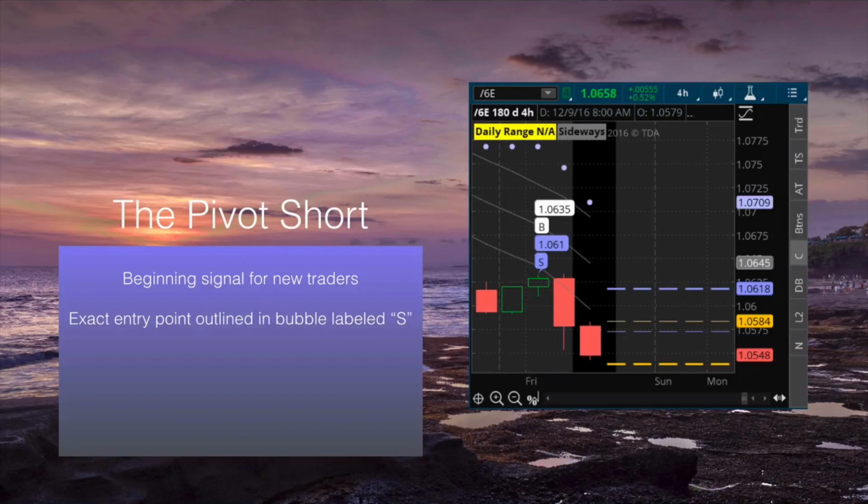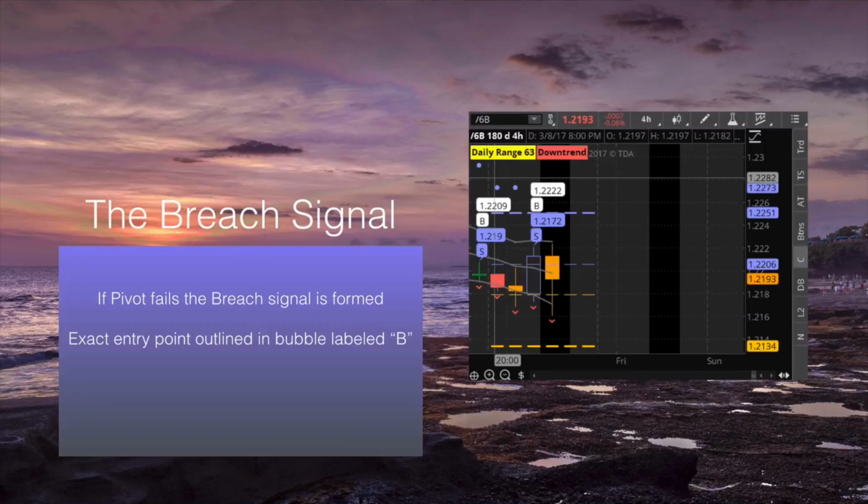Here's a pivot short, which is just the opposite of a pivot long. In a pivot short you have a purple bubble with an S in it, and you have the price point at which to go short, in which case this is 1.061. Same drill. Wait for the next bar, wait for prices to drop through 1.061, and then you go short.